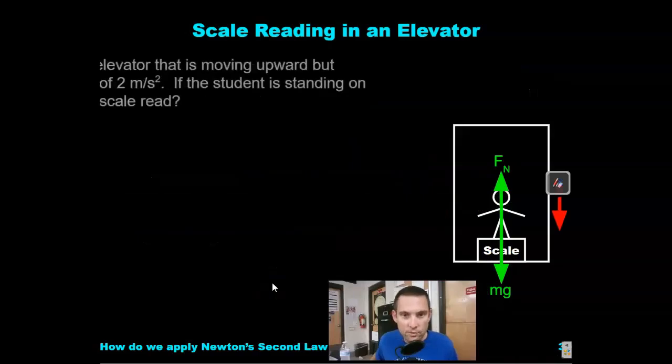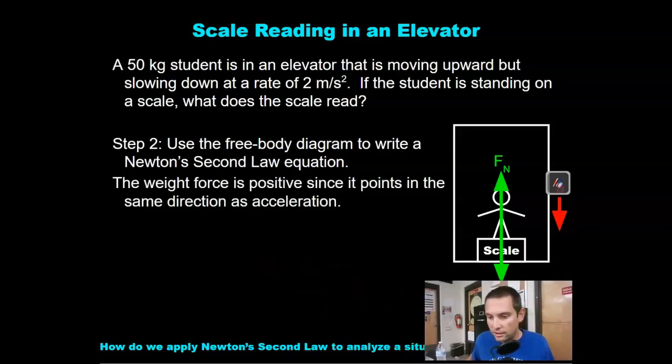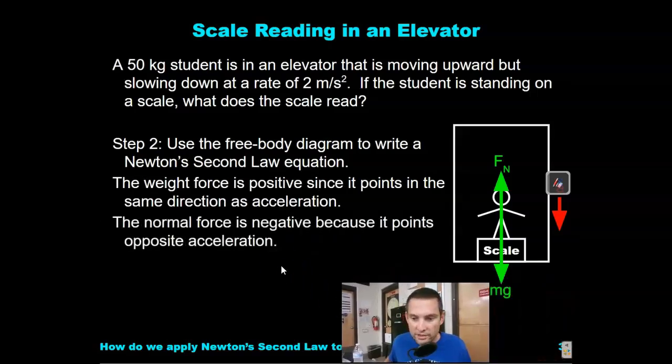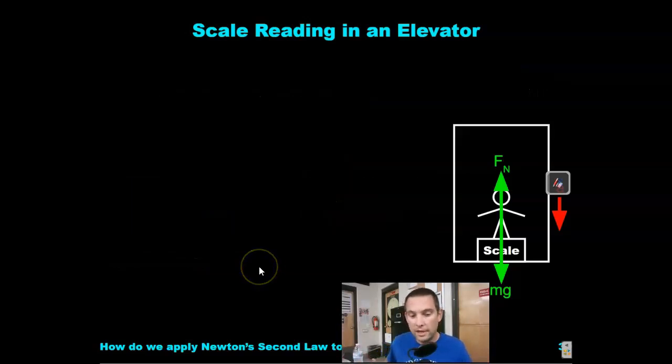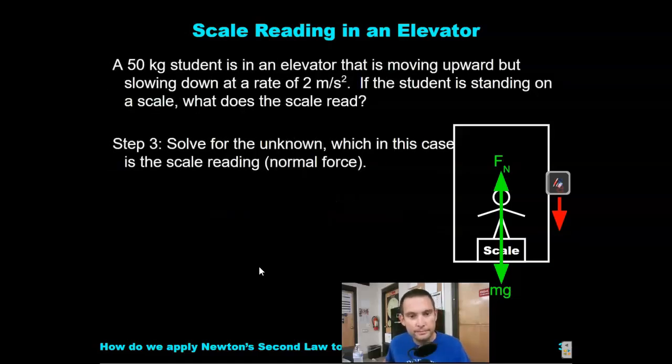Net acceleration downwards. Step 2, use the free body diagram to write Newton's second law equation. Weight force is positive since it points in the same direction as acceleration. Normal force is negative because it points opposite the acceleration. That is like super confusing to me. And this is where that first method of problem solving, I think, comes into play, and it does a little bit clearer of a job. So I'm going to go through that with this problem at the end.